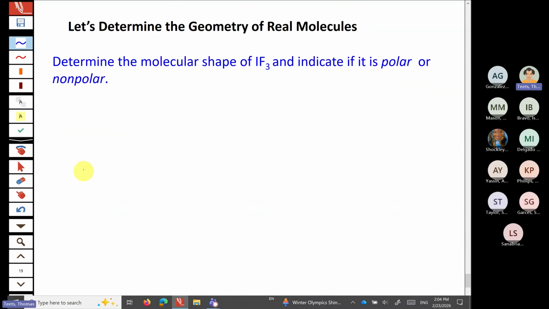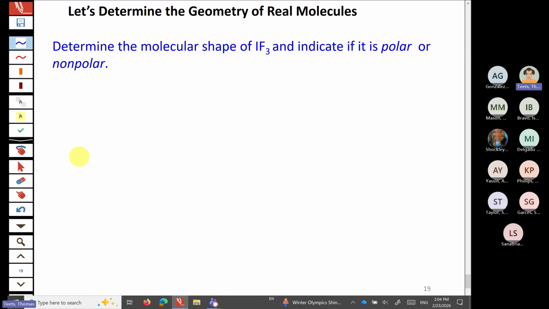And then let's just do another one that's exactly the same format. The molecular shape of IF3, the interhalogen compound, and its polarity. I know I have notes here, so I don't know where they are.